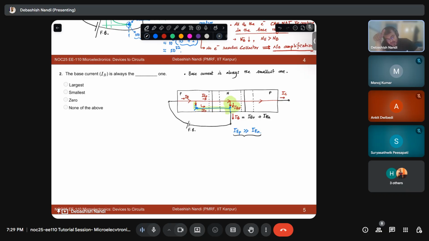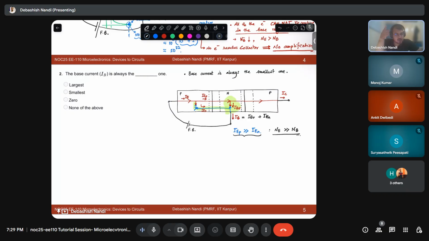This is enabled by the doping of the emitter being much higher than the doping of your base. If the base is lightly doped with respect to the emitter, then obviously the base will inject a lesser number of electrons in the p side emitter, right? So yes, this is one condition.